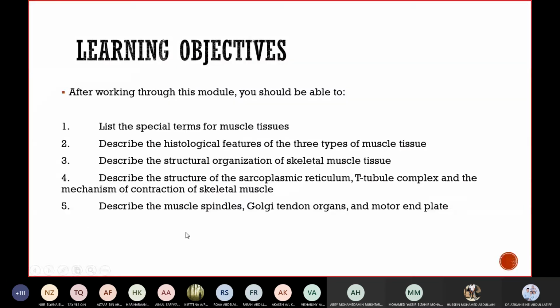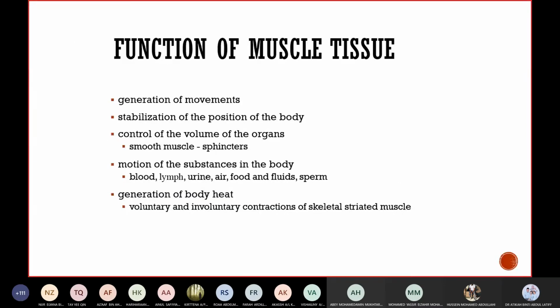Okay, so this is learning about muscle tissue. So function, I think we talked a bit about the general function of muscles just now, but muscle tissue is looking at the microscopic part of the muscle. It generates movement, stabilizes body position, also controls volume of the organs, for example, muscles with sphincters. It helps with motion of the substances in the body.